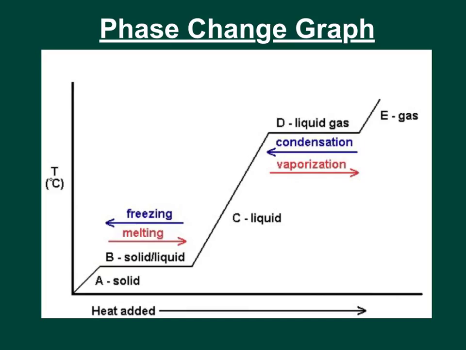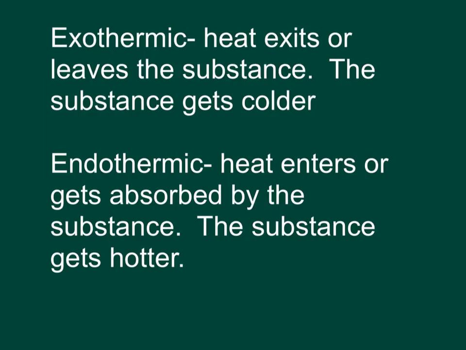experiencing condensation. Two key words here to remember with phase changes is the word exothermic and the word endothermic. Exothermic describes changes where heat exits or leaves the substance. That's our little trick. Exothermic, heat exits the system. We also have endothermic changes where heat's entering the system or heat's being absorbed.